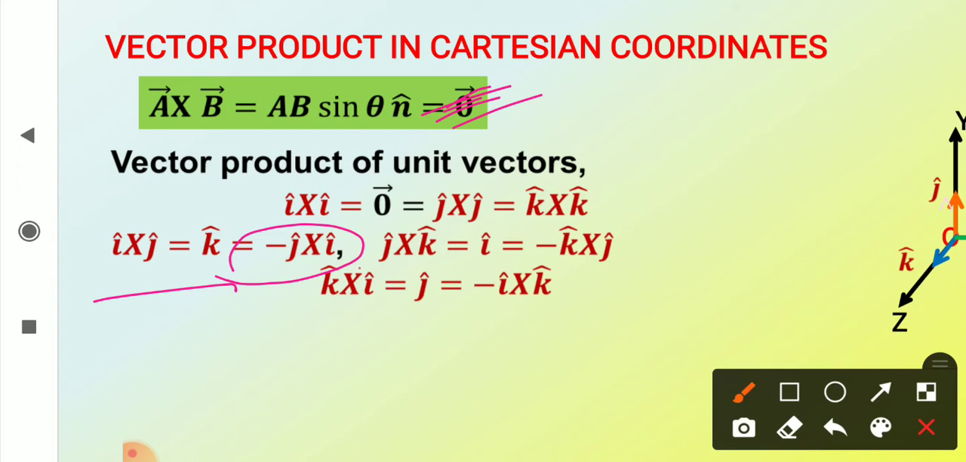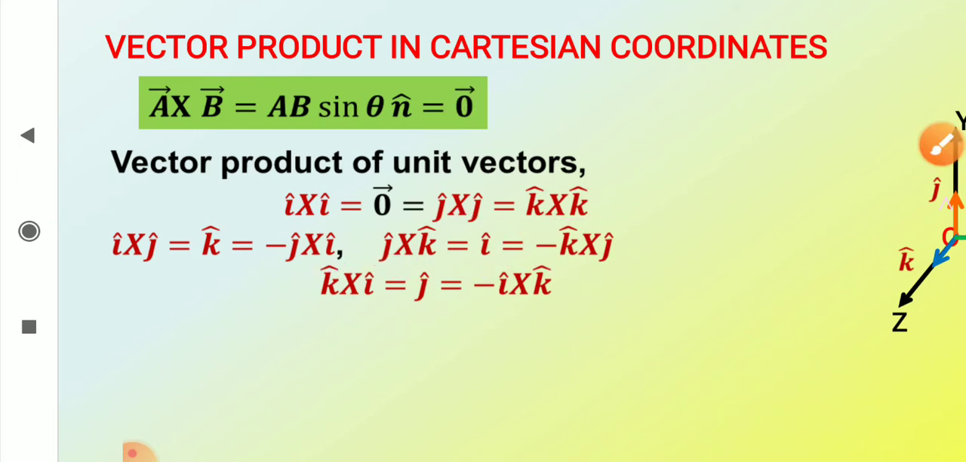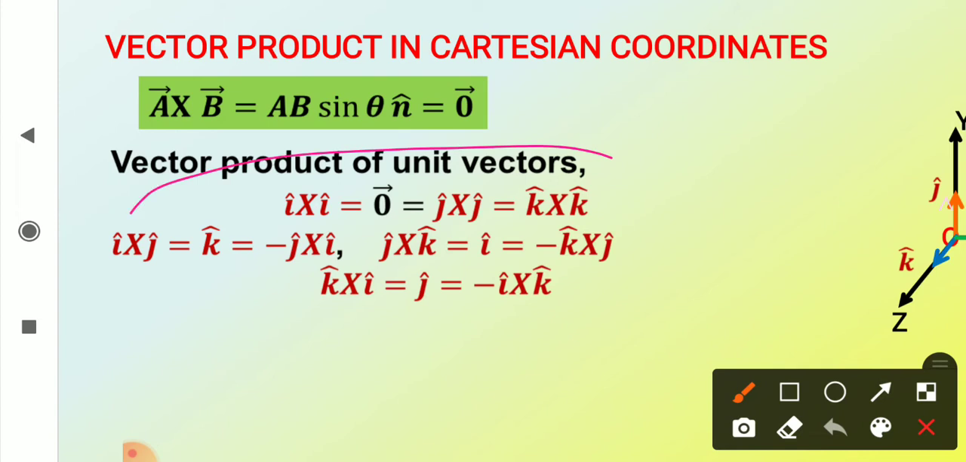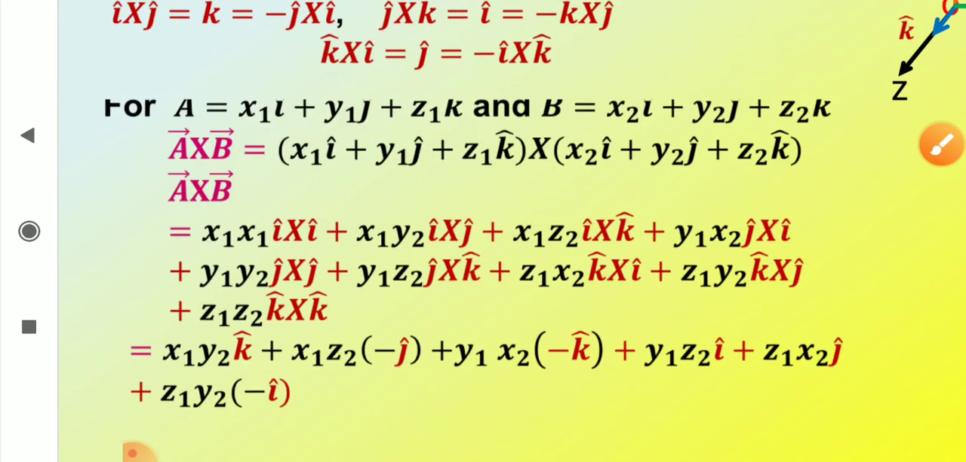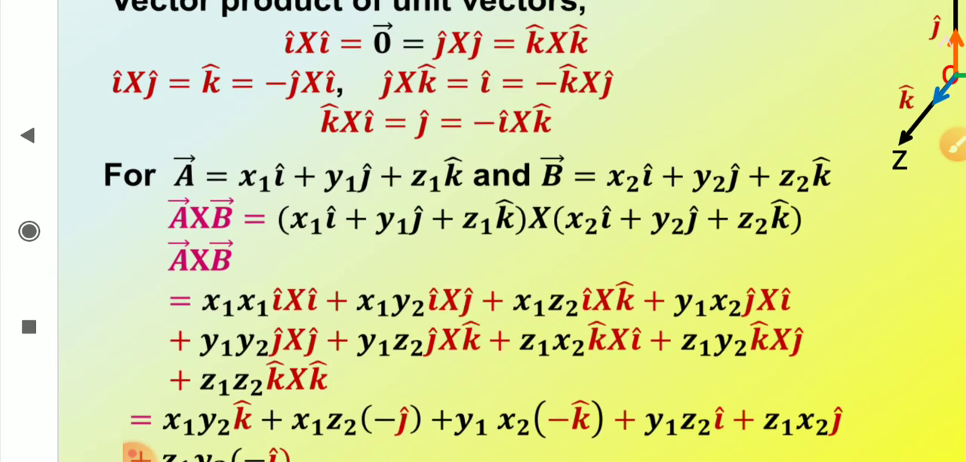Similarly, J cross K will be equal to I. It will be equal to minus K cross J. The commutative property is not followed. And similarly, K cross I is equal to J. That will be equal to minus I cross K. So you have to remember all these things. Using them only, we will find out the relation for A cross B.